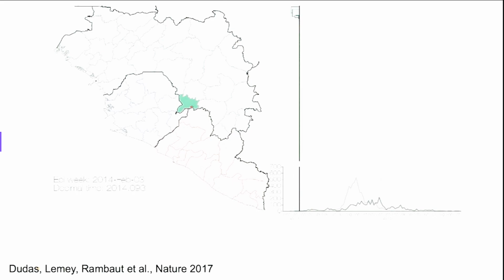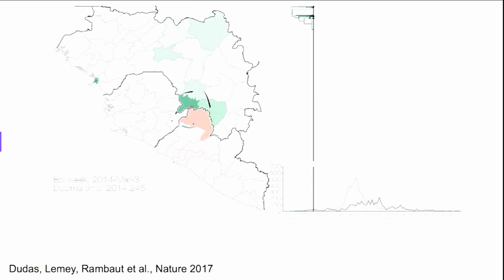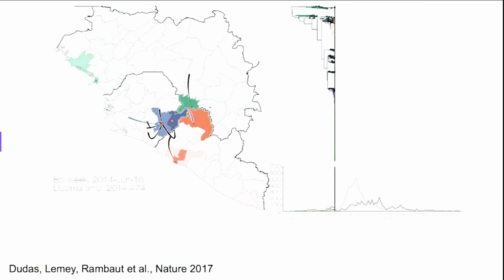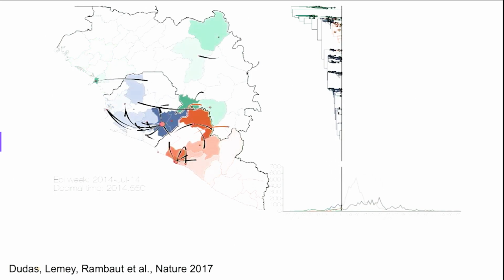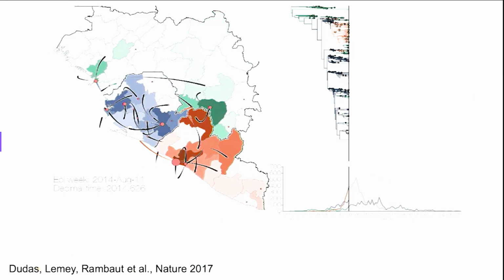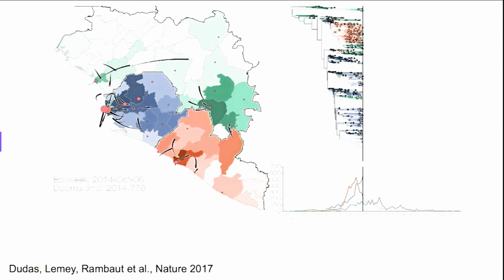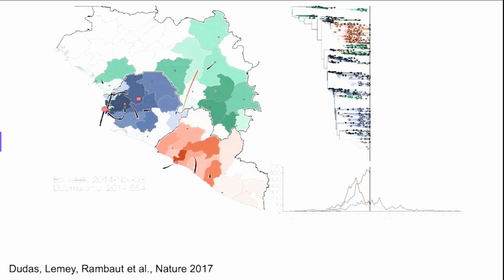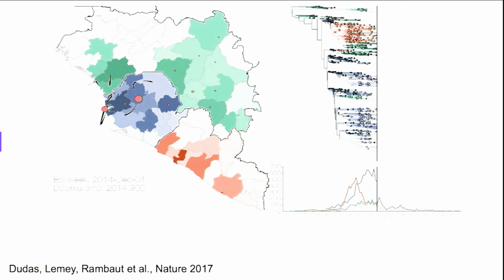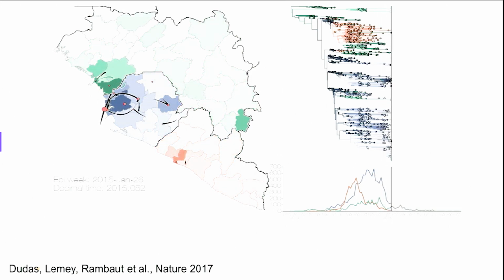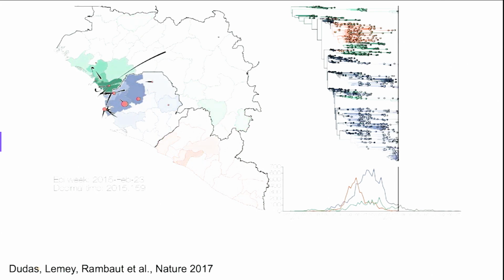So I wanted to get to this video, which was done by Gytis Dudas, working with Andrew Rambo and Philippe Lemay, where they reconstructed the outbreak using 1,600 genomes from the West African Ebola epidemic, and using time information, place information, and case count information, generated this animation. Green is Guinea, blue is Sierra Leone, red is Liberia. This is generated from the phylogeny and the place, trying to model transmissions between place according to movements.